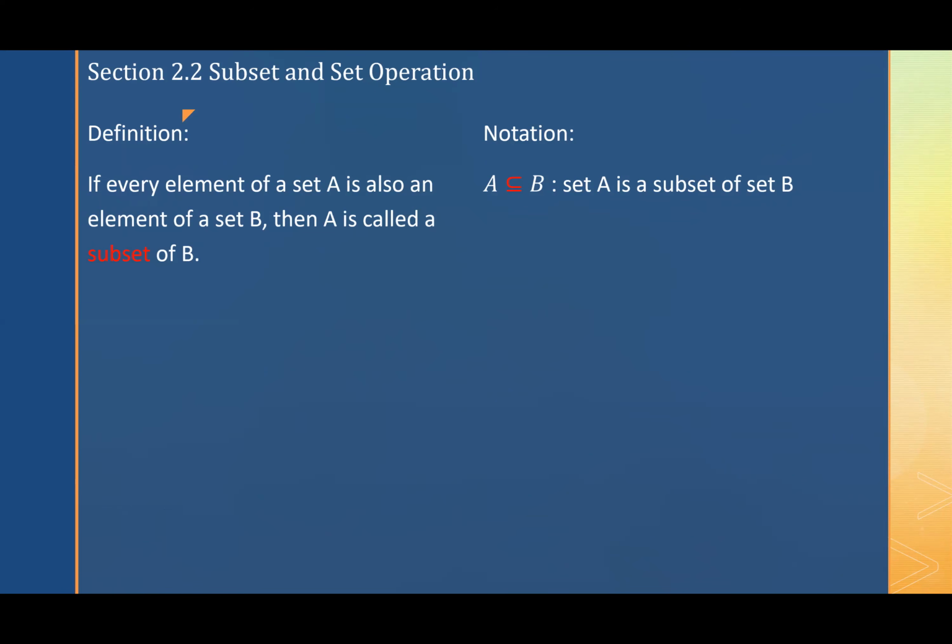Again, the notation, like I mentioned, remember the other notation with the backward E? This one is the underlined C. So A is a subset of B. We only read from left to right, ladies and gentlemen. This A with an underlined C is read as A is a subset of B. Set A is a subset of B.